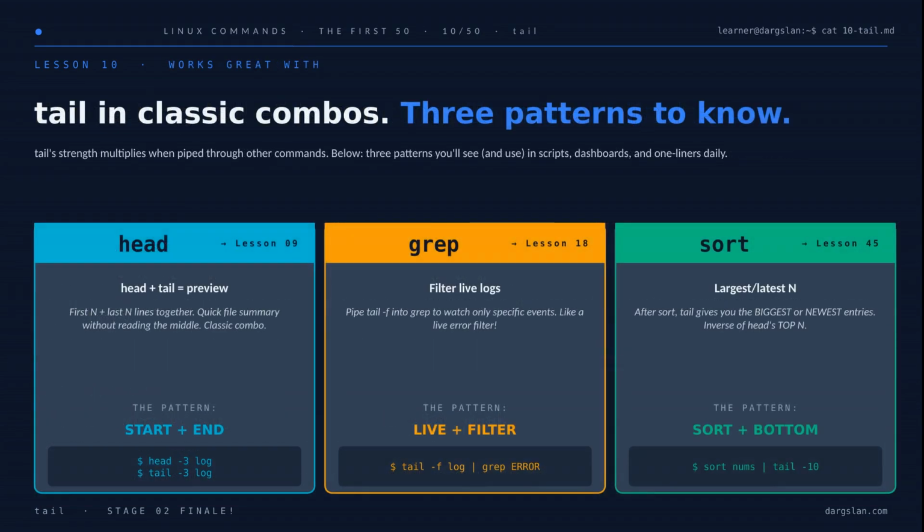Here's where tail really shines, when you combine it with other commands. 3 patterns worth memorizing. First, head plus tail. Grab the first few lines and the last few, and you've got a quick file preview without scrolling through the middle. Second, tail -f piped into grep, a live error filter that only surfaces the lines you actually care about. And third, sort piped into tail, perfect for grabbing the biggest numbers or the newest entries from a data set. Start plus end, live plus filter, sort plus bottom. 3 combos, endless uses.